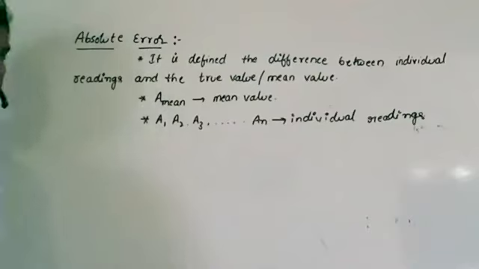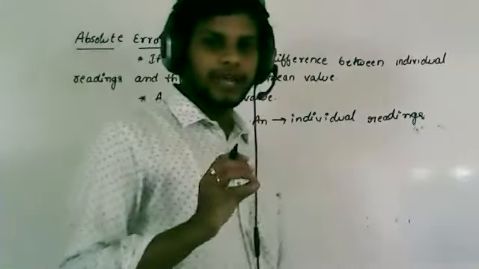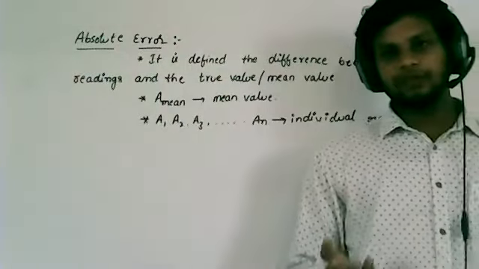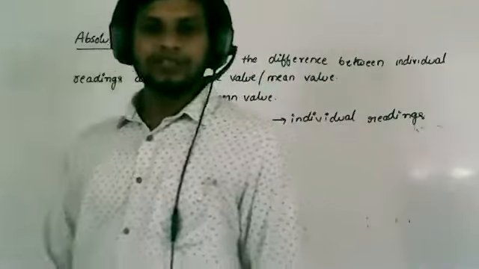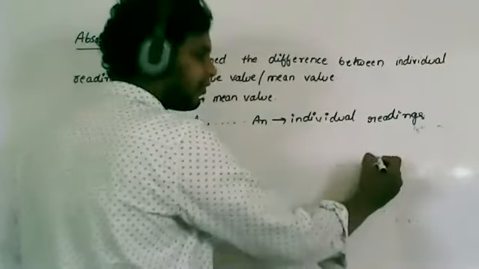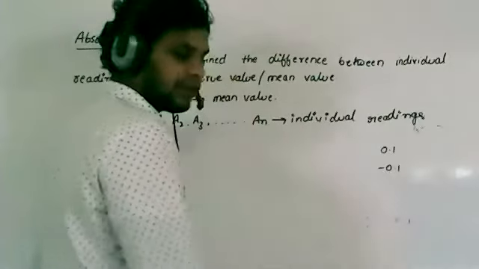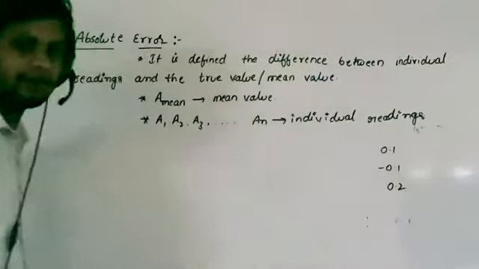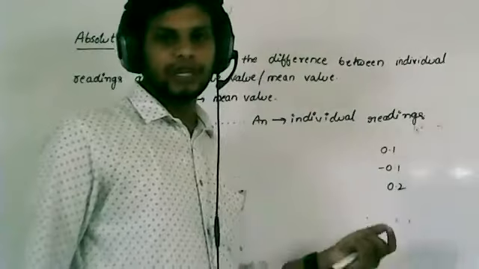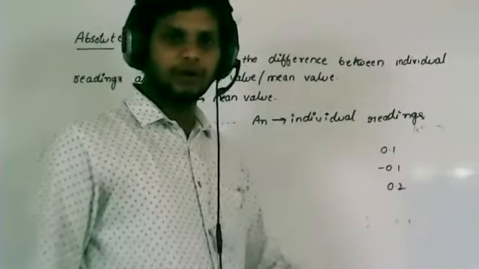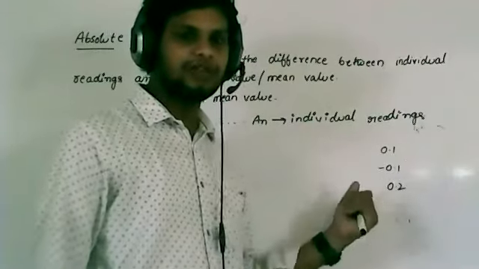Now absolute error is taken as the difference. I am taking the difference but not subtraction. If you take subtraction, it may be a positive or negative value. For example, the first time you get 0.1, next time minus 0.1, next time 0.2. Therefore subtraction may be positive, negative or zero, so take the difference, not subtraction.